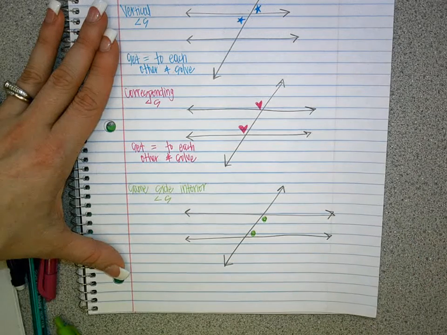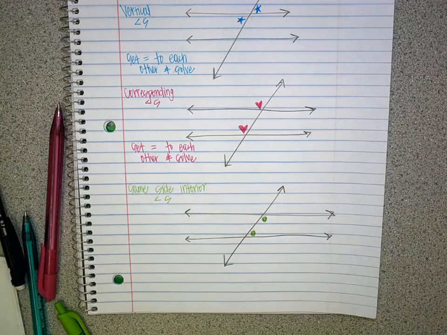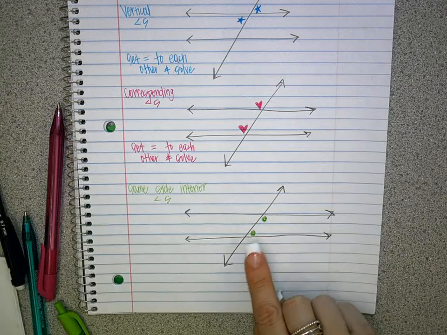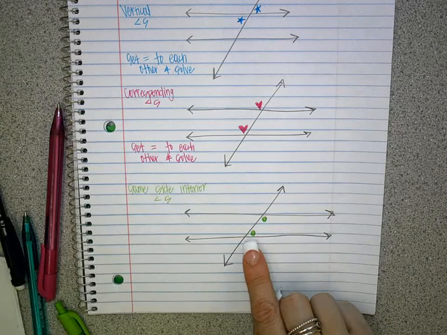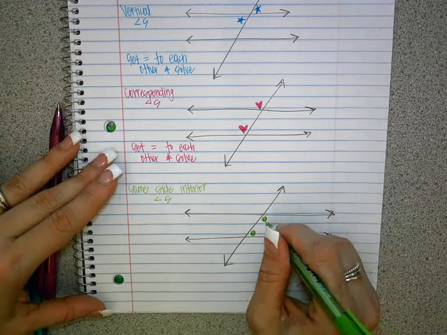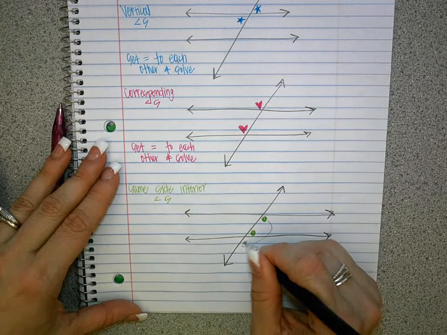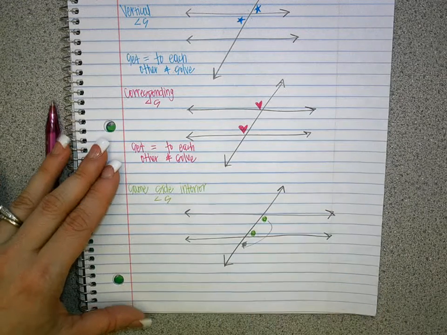Now, if you look at this, where would you say is the corresponding angle to this top one? The bottom, like right here? Right here. So would you say that the corresponding angle to this one would be right here, right? Okay, that's the same thing.